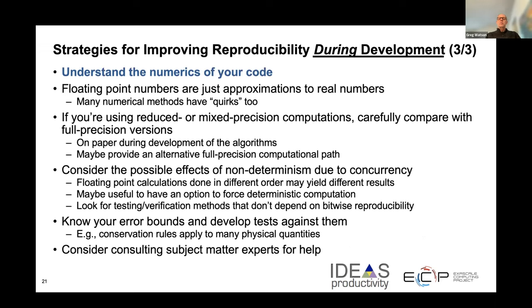And a third aspect to look at during development is understanding the numerical aspects of your code. This is particularly important for scientific computing because we're dealing with a lot of math and physics. But it's important to remember that floating point numbers are really just an approximation to real numbers.